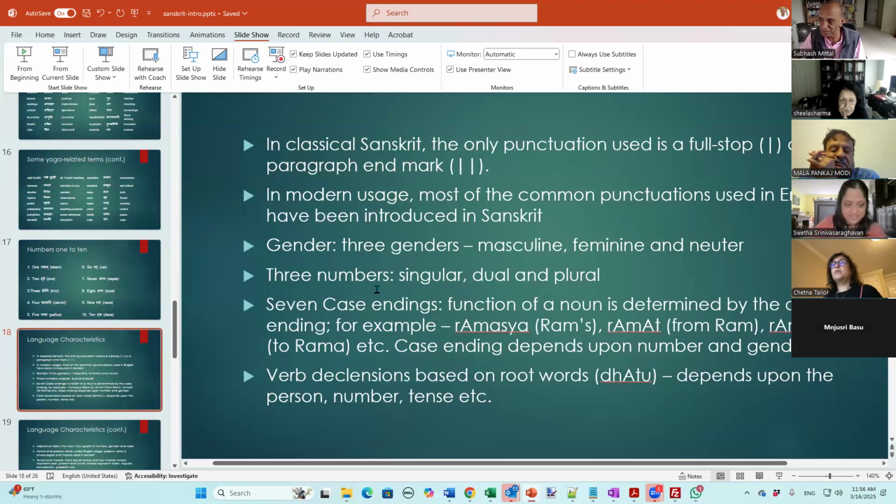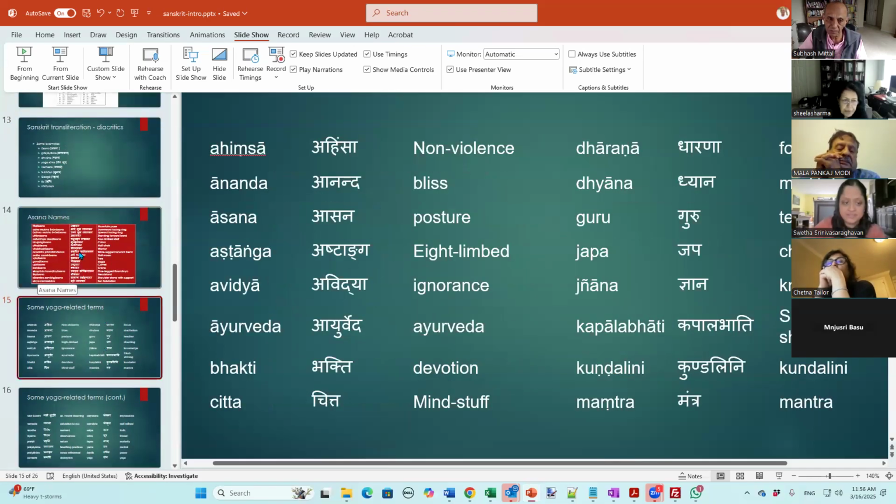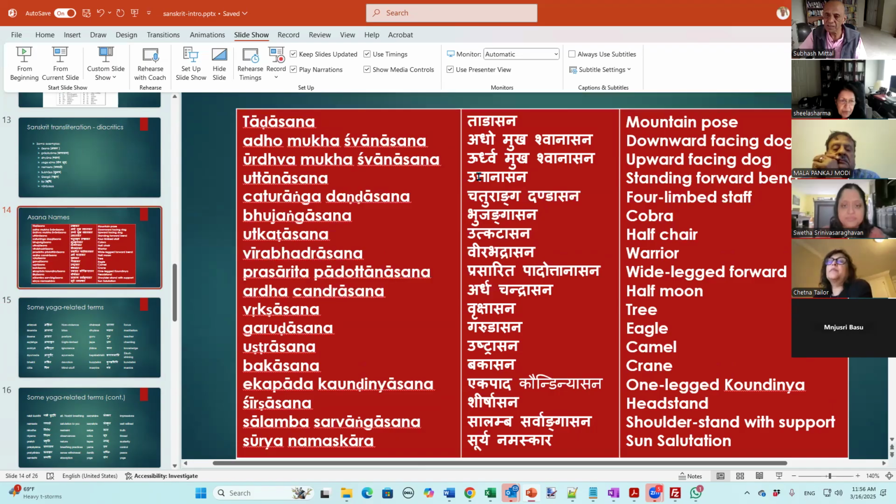Maybe in the next class I might be able to do that. But that's a good one. Samasa. And there is Sandhi and Samasa, two ways to combine. For example, Bhujangasana, or any of these, Tadasana. Now this is one word, right? But it's a combination of 2 words, Tad plus Asana.